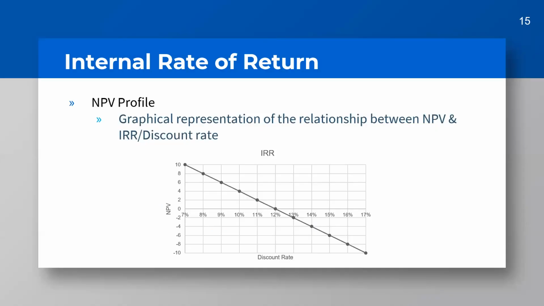Just to show graphically what I'm talking about with NPV, the point where the NPV is equal to 0 is a reflection of the internal rate of return. So in other words, if the discount rate is 12%, then this project that we're looking at would have an NPV equal to 0. This is the inverse relationship between discount rates and present values in action.